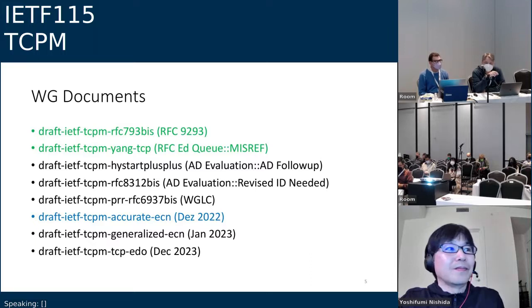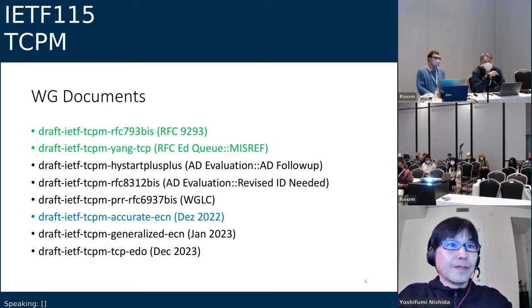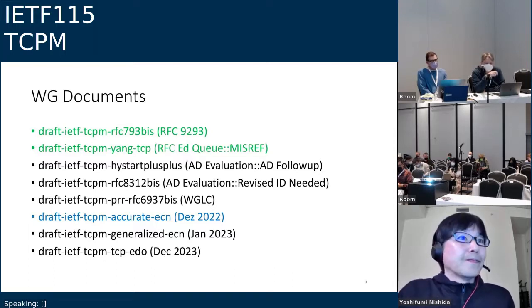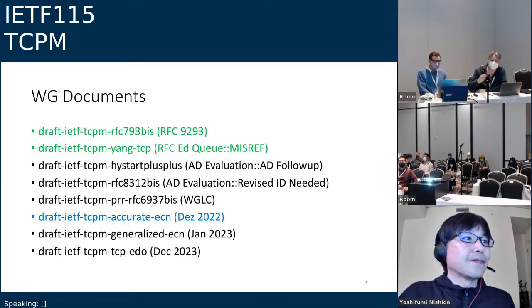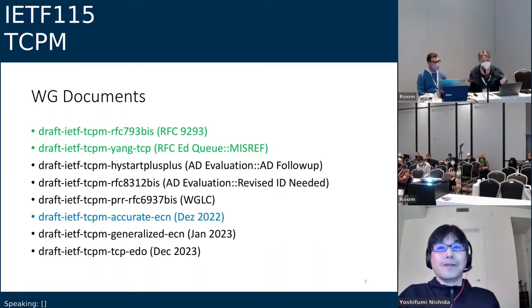The next three documents, which are in our list of milestones, are Accurate ECN, which is the document we want to last call next. After that, Generalized ECN. I think we decided that I'll be the document shepherd on Accurate ECN, and Ian is the Generalized ECN document shepherd. And then we have TCP EDO. I recently updated the milestones after discussion with Martin, and moved milestones that were in the past to something realistic.